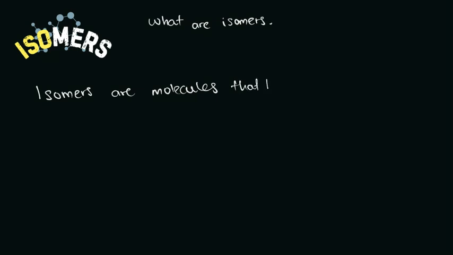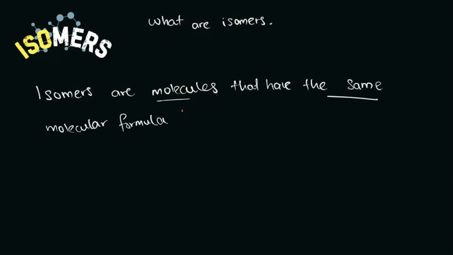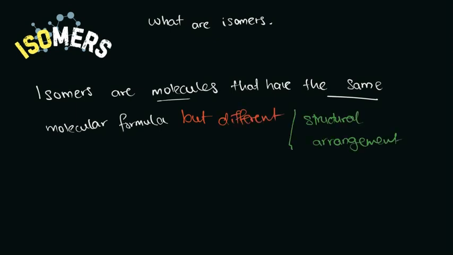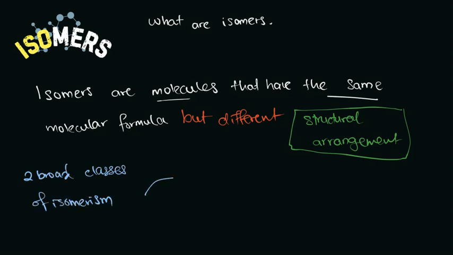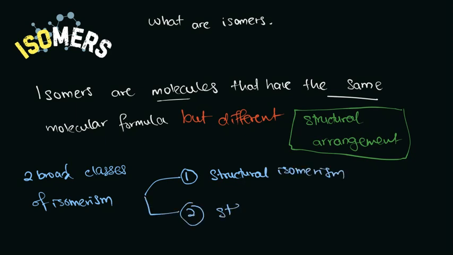Hi everyone, welcome back to Mastering Anesthesia. Today we're going to talk about isomers. So what are isomers? Isomers are molecules that have the same molecular formula, but whose atoms are arranged differently. So they have different structural arrangements. Isomers can be classified into two broad classifications. Number one, structural isomers, and number two, stereoisomers.